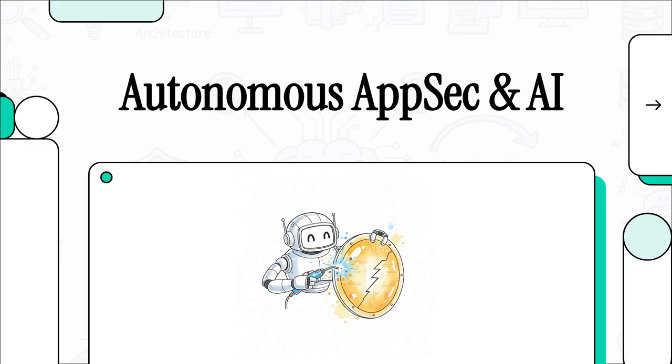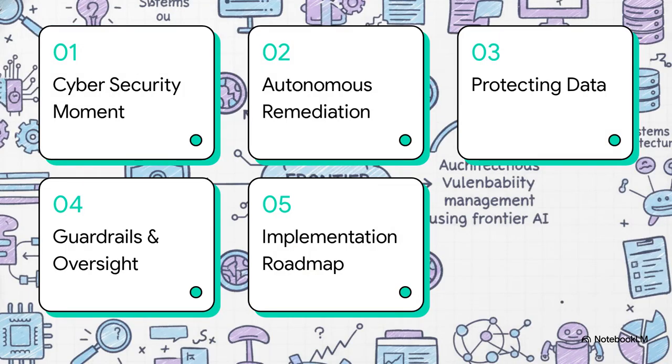All right, let's just jump right into it. Here is our structural blueprint for today. We're going to cover the cybersecurity moment, architecting autonomous remediation, protecting enterprise data, guardrails and human oversight, and we'll wrap it all up with a highly actionable 12-month implementation roadmap.